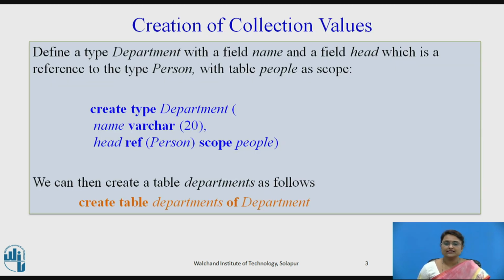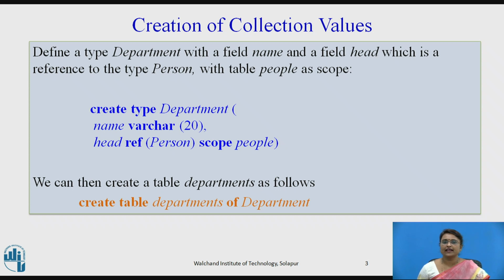Now, let us see how we can define these using the object oriented concepts. So, we are creating the collection values here using the reference types. We are defining a type here called department with the field name as head, which is a reference to a person who is the head of that particular department, with another relation called people. We are creating the type as department where the person head, whose pointer is pointing to the people class here, or you can say the type also.